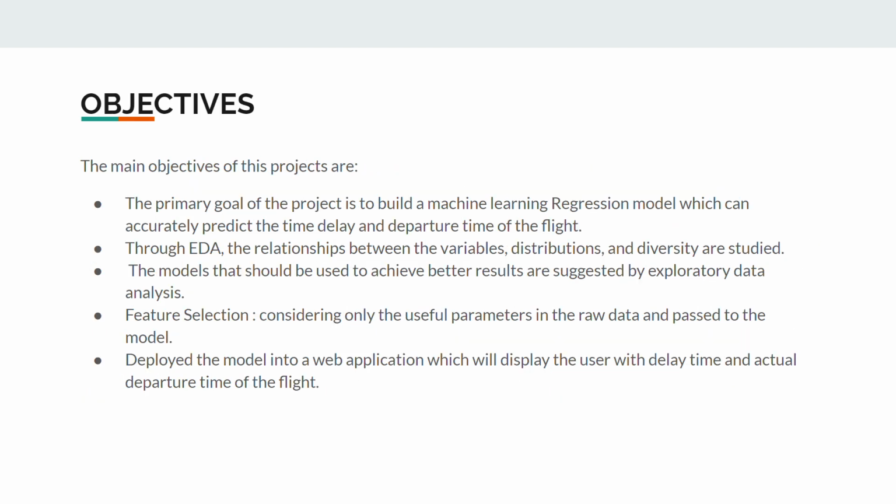The objectives of this project are to build a machine learning regressor model which can accurately predict the time delay and departure time of the flight. Through EDA, the relationship between the variables, distributions, and the diversity are studied. The models that should be used to achieve better results are suggested by the EDA. Features are engineered, considering only the useful parameters from the raw data and passing them to the models. Deployed the model into the web application, which will display to the user the delay time and actual departure time of the flight.